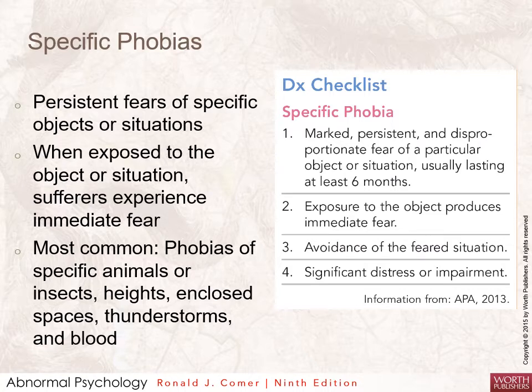So it could be specific animals, specific insects, heights, enclosed spaces, thunderstorms, or even blood phobia, which is really different. With blood phobia, the opposite response occurs in your body than with a normal phobia. A normal phobia will increase your heart rate and blood pressure. The blood phobia, for whatever reason, will decrease your heart rate and blood pressure to the point where you can pass out. So it's kind of the opposite of the other phobias.